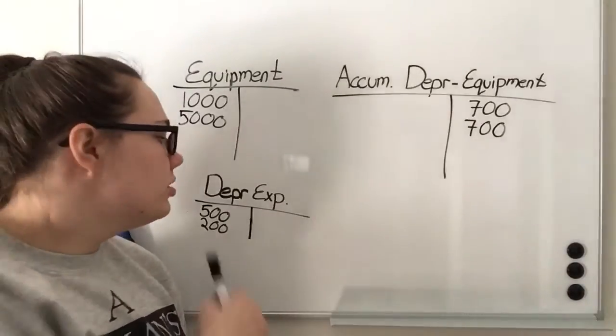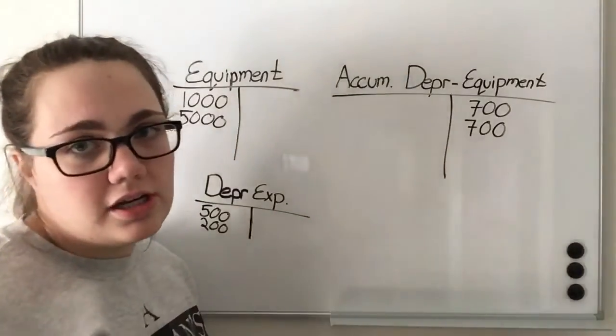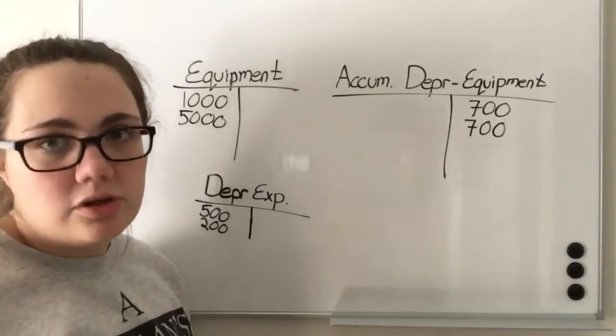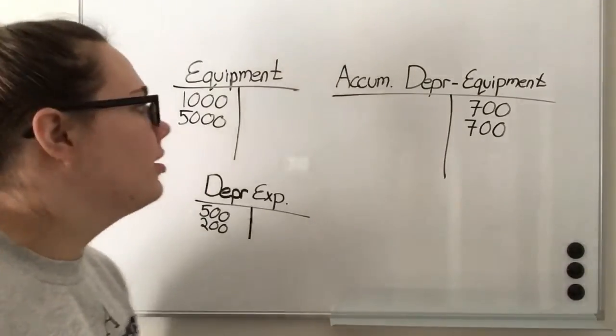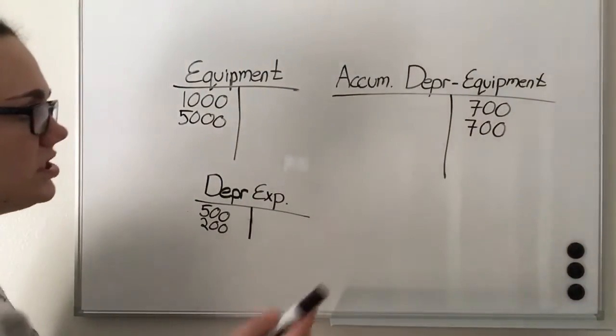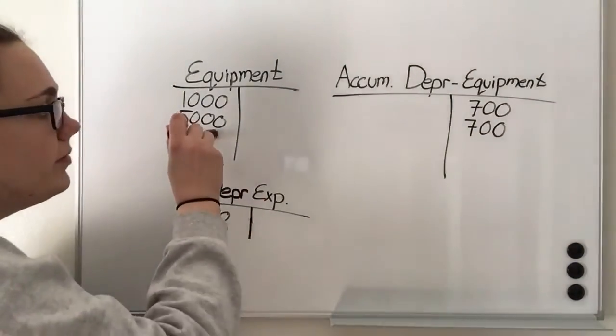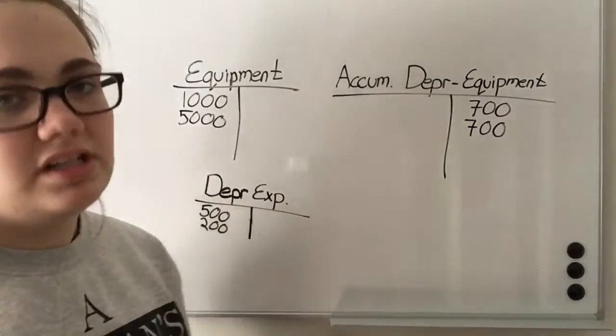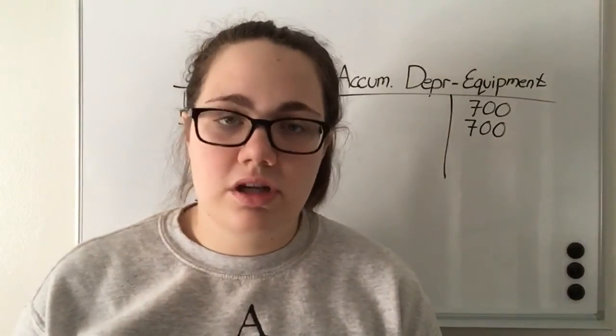Now, I could do $500 and $200. I'm just making it a little simple, but you guys could do separate entries. And then at the end of 2021, we know that our equipment was originally $6,000, but it's gone down $1,400. It's kind of cool, but that's what accumulated depreciation does.